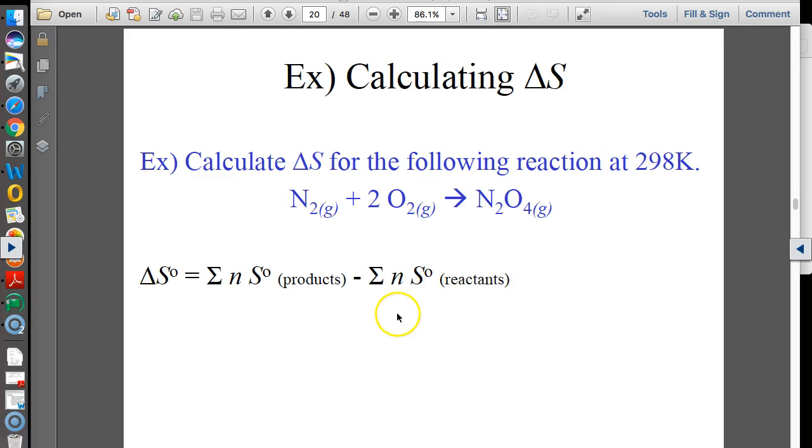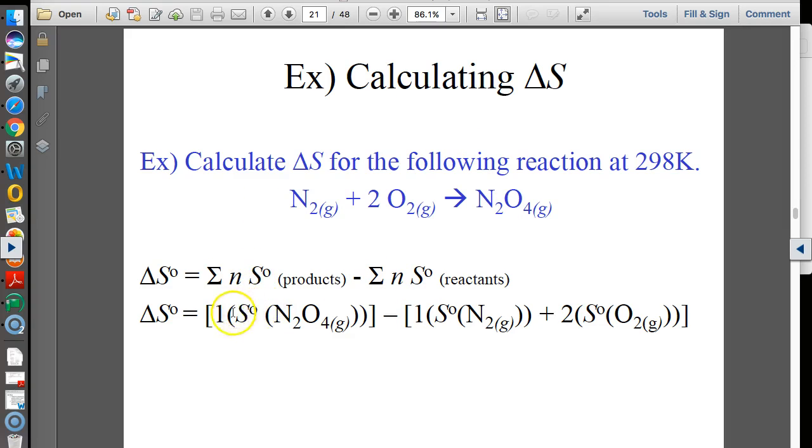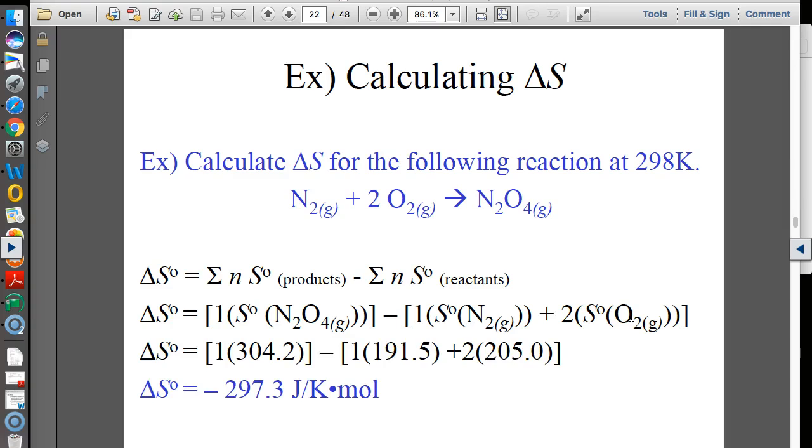So here's an example of that. Nitrogen and oxygen give you N2O4, and so it's products minus reactants. This is on the formula sheet, and so this looks crazy. Don't freak out. You have one N2O4 minus the sum of all this, you have one nitrogen and two oxygen. So you just get those numbers from the standard entropy values in the back of the textbook, and you just fill them in. And you'll get to practice a couple of those. And so when you do that, you get this.